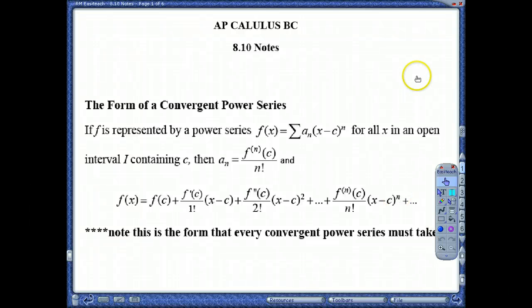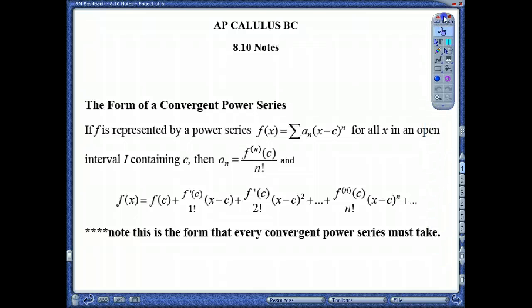Welcome to section 8.10, which is the last section we're going to discuss in chapter 8. Remember, we're just doing a brief overview of chapter 8 so that we can get some things going. All right, so in section 8.9, we derived power series for some functions using geometric series, and that was great. Well, now we're going to have a more general procedure.